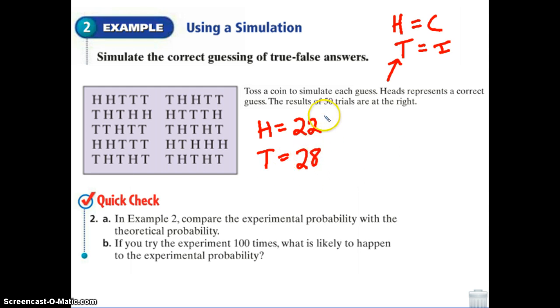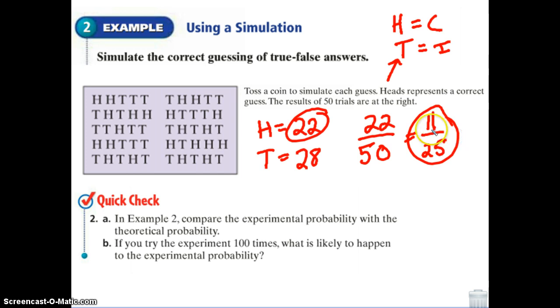So what is the experimental probability of guessing correctly on a true and false 50-point test? Well, we take the number of times we got heads, which is the correct guess, so we put 22 on top, and then we put the total on the bottom, which is that we flipped a coin 50 times. So the experimental probability would be 11 over 25. That means you got basically a 44%. If you put that in your calculator, you got a 44% on this test because you guessed incorrectly 28 times.